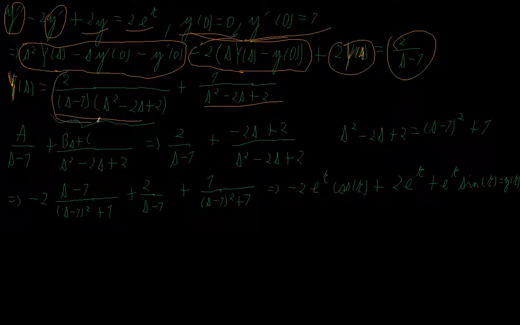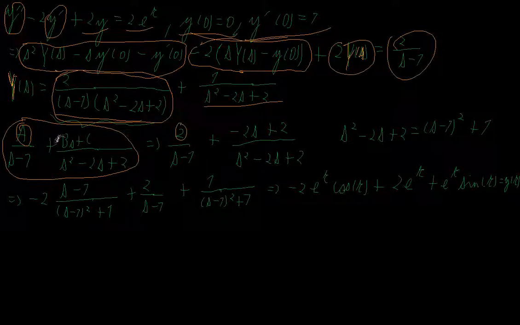And so now this 2 over s minus 1 times s squared minus 2s plus 2, I can use partial fraction decomposition. So I can write it in a form like a over s minus 1 plus bs plus c over s squared minus 2s plus 2. And so if I do partial fraction decomposition, I get that a is equal to 2 and that bs plus c is equal to minus 2s plus 2.